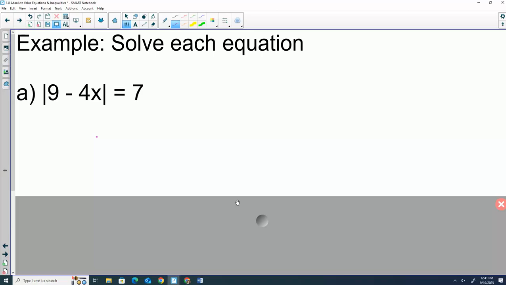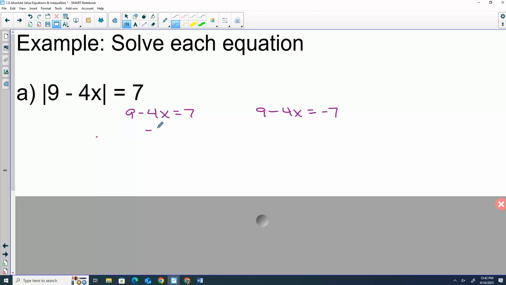All right, first thing on any of these, the absolute value has to be isolated. Okay, if you have something else added or subtracted outside the absolute value, we have to move it to the other side. This one it is isolated, so I'm ready to just make my two equations. So if it's an equation, you just do two separate problems. 9 minus 4x equals 7. 9 minus 4x equals negative 7. You just make the 7 positive and negative.